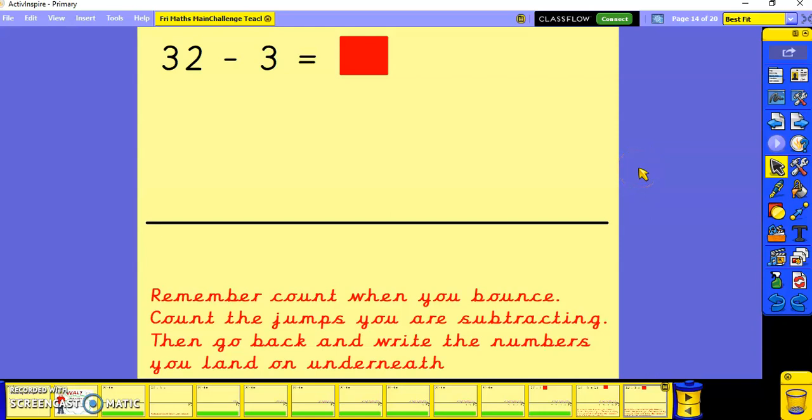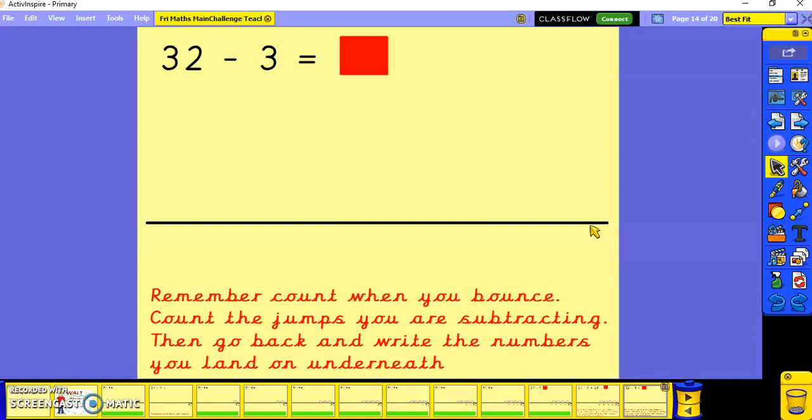Now here's our next one to look at together. So we've got 32 take away 3. So again, we've got our blank number line, and we're going to start off by writing our number 32. But I'm going to ask you to pause your video so that you can go and find a piece of paper or a whiteboard so that you can do this one along with me.